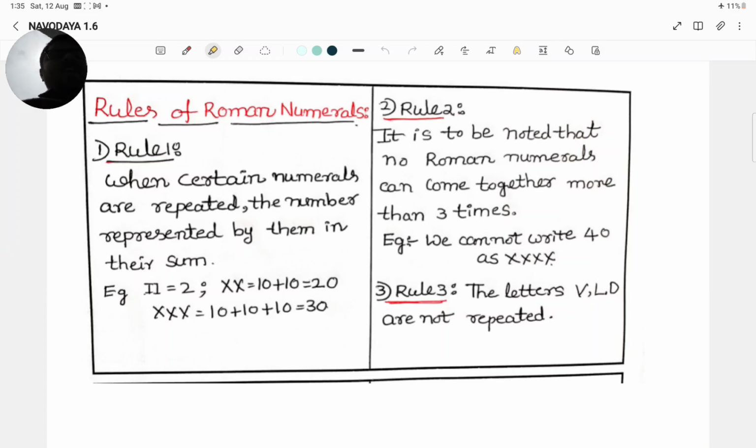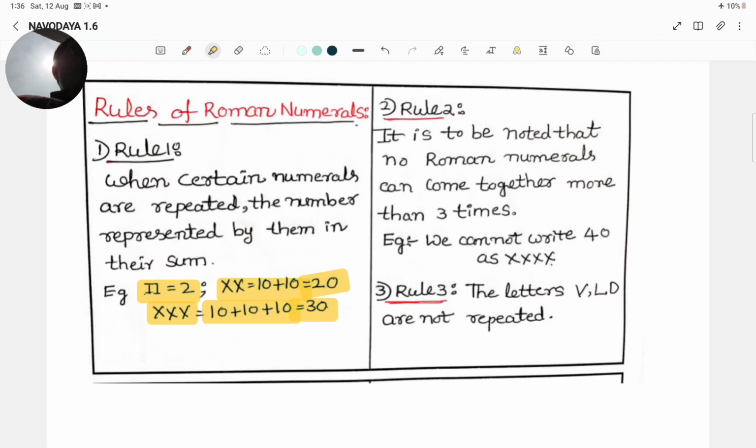When certain numerals are repeated, the number represented by them is their sum. This rule means that when you are writing Roman numerals and numerals are repeated, we have to add all the numerals. For example, I means 1, another I means 1, you add 1 plus 1, you will get 2. X means 10, 10 plus 10 we will get how much? 20. Here X is there 3 times, so we add 10 plus 10 plus 10, we will get 30.